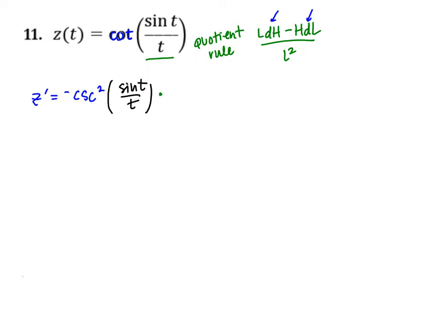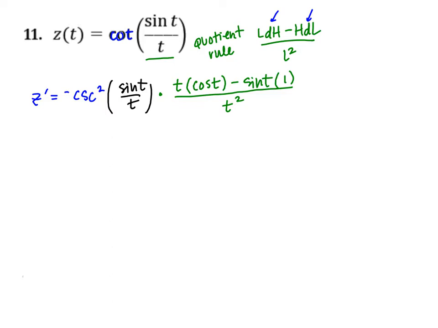And by the chain rule, we take the derivative of the inside. Now that also needs the quotient rule. So we have low d high minus high d low. Low is t. The derivative of sine is cosine, minus the high function sine times the derivative of low, which is 1, all divided by the low function squared. Now we've differentiated every piece of this.